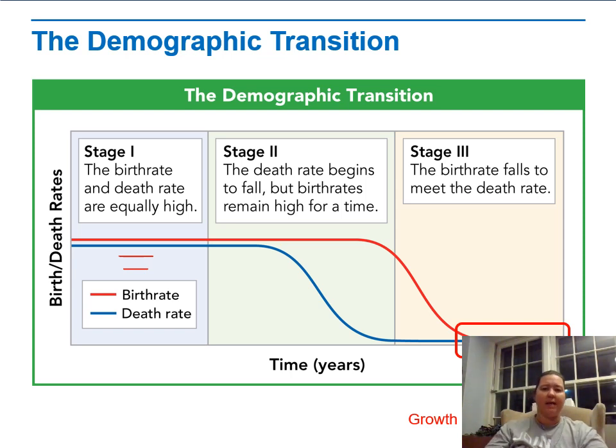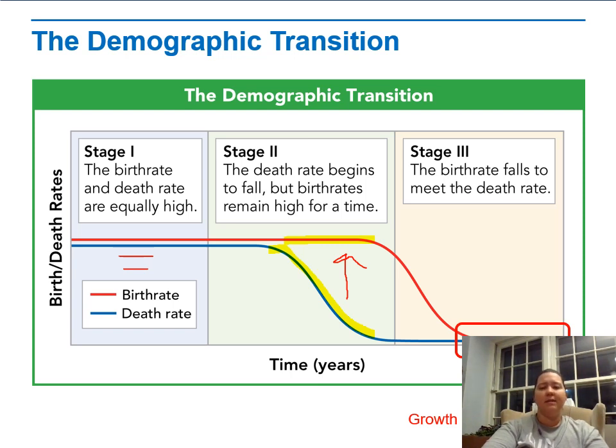child mortality rate. Then stage 2 happens when that death rate, this blue line here, starts to fall off. But the red line, which is the birth rate, remains high for quite a while. So what generally is happening with these populations is they're increasing by a lot. And this is where we see the most population growth, because the deaths have tapered off.